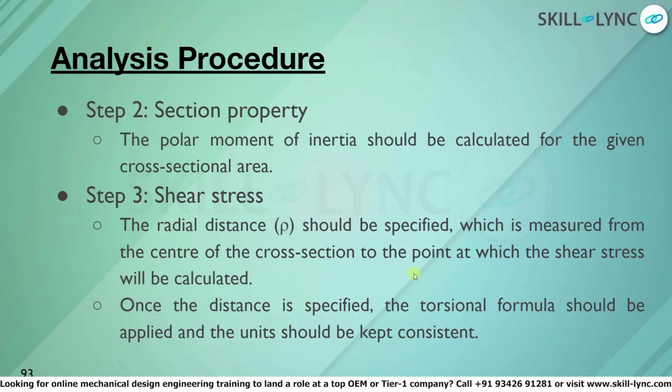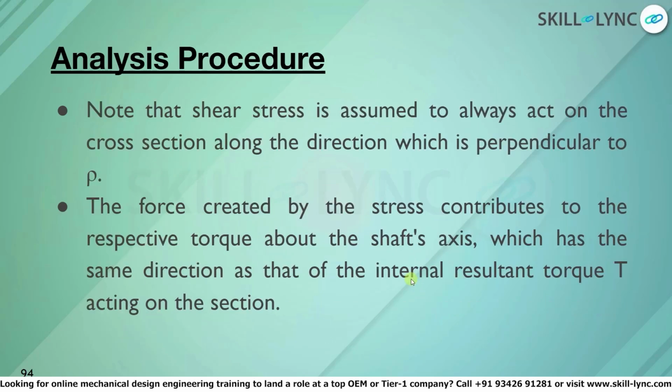Now, with this torsion formula, we can find different values. We can find the torque, we can find shear stress, and more. But one thing to note here is that shear stress is assumed to always act on the cross section along the direction which is perpendicular to rho. The force created by the stress contributes to the respective torque about the shaft's axis, which has the same direction as that of the internal resultant torque T acting on the section.